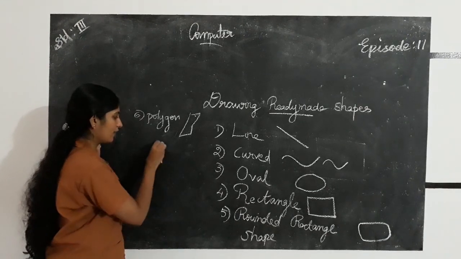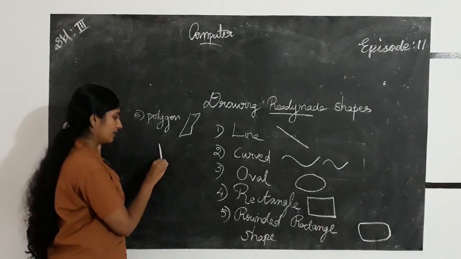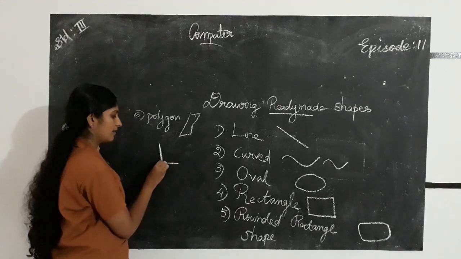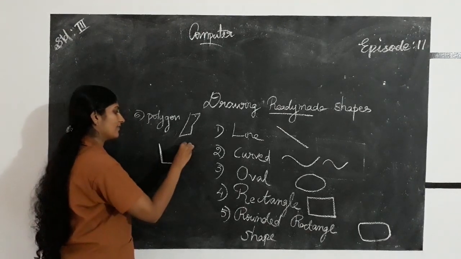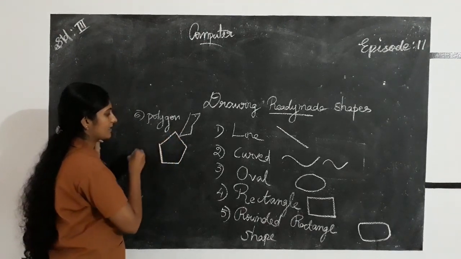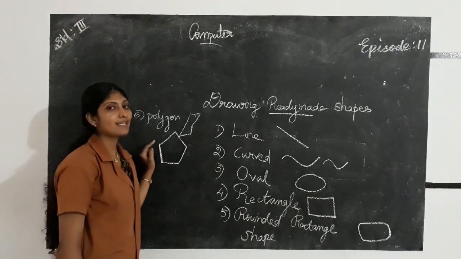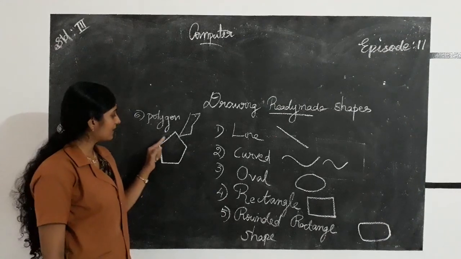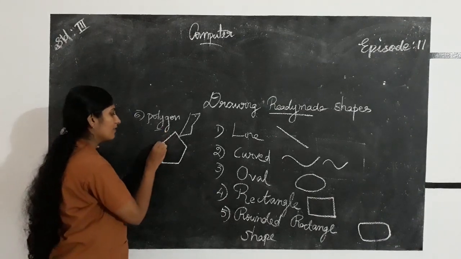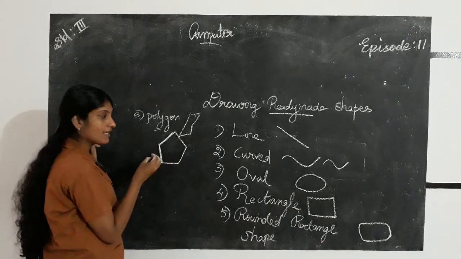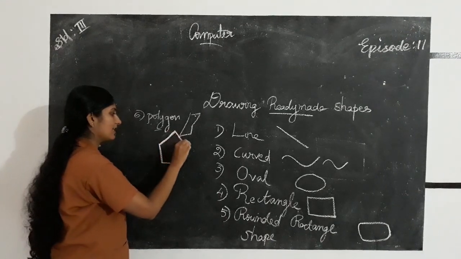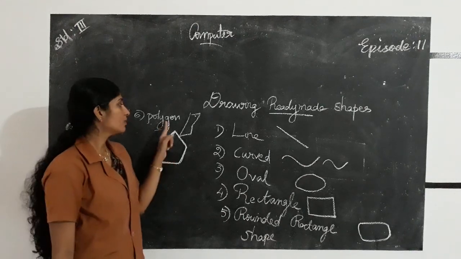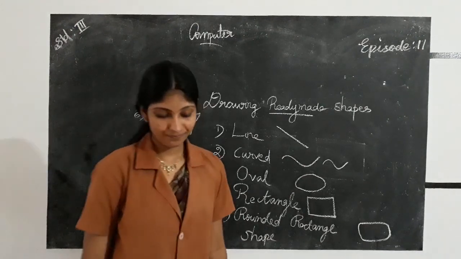pentagon using polygon. First line, draw a line on one side and then next line, next line, next line. So that means we can construct a pentagon. In polygon shape, it creates a straight line. So it is easy to draw different shapes.